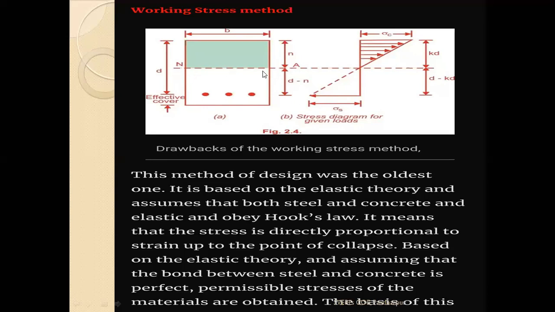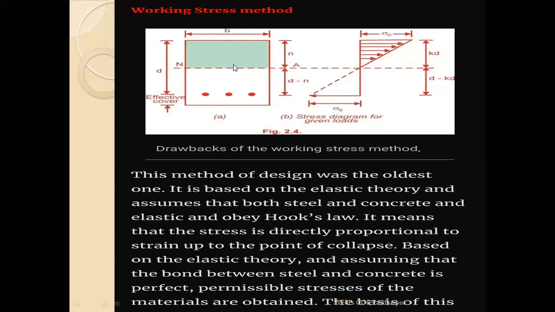Okay. So this neutral axis is at a distance of n from the top. Here the term is used as n. As the effective depth is d, if this total is d and this is n, then the remaining distance will be d minus n. And this is the typical stress distribution diagram across this cross section.